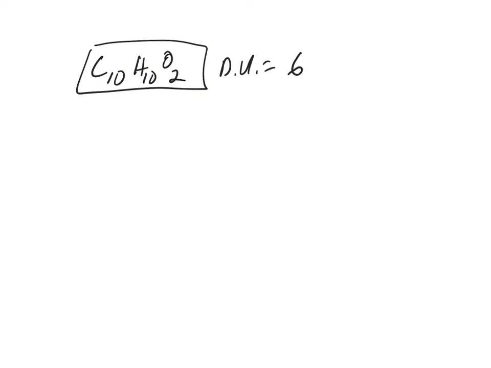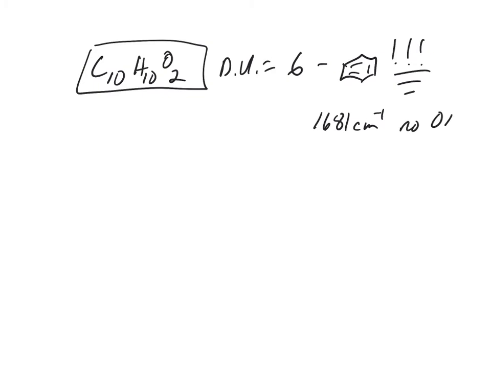Right, C10H10O2, we calculated the DU to be 6. If we see a DU of above 4, what do we think? Benzene ring, ding, ding, ding. Because a benzene ring covers 4 degrees of unsaturation, a ring and 3 pi bonds, that's automatically 4. So when we see something like this, we should be thinking benzene ring. What did the IR tell us? The IR said 1681, and they said no OH. Okay.